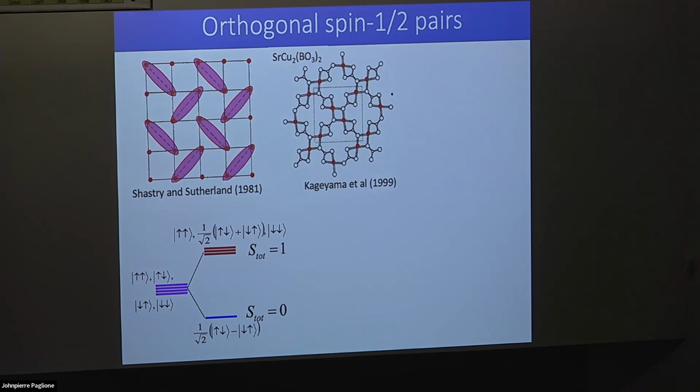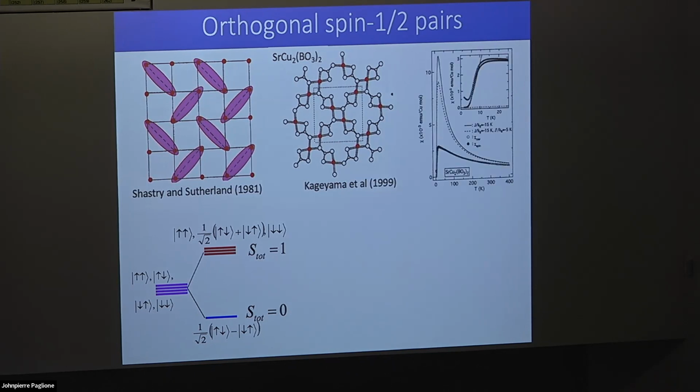The perpendicular nature of the way these pairs present to each other is also very important, because once a singlet is formed here, then this spin is always seeing anti-parallel spins as this thing undergoes its quantum fluctuations. So there's almost no impact of interactions between these dimers, as we call them.